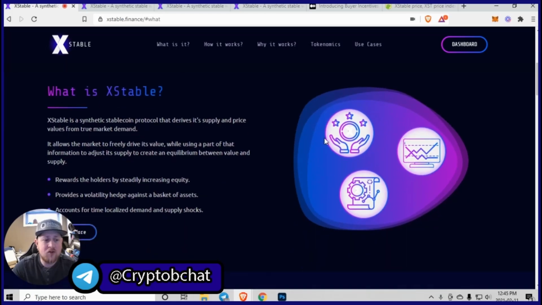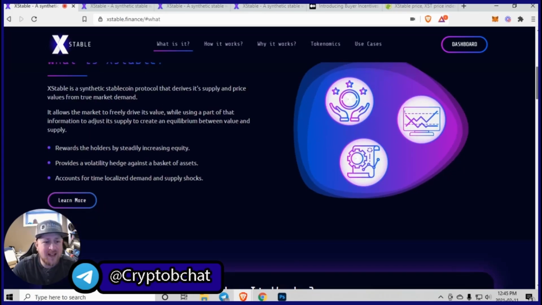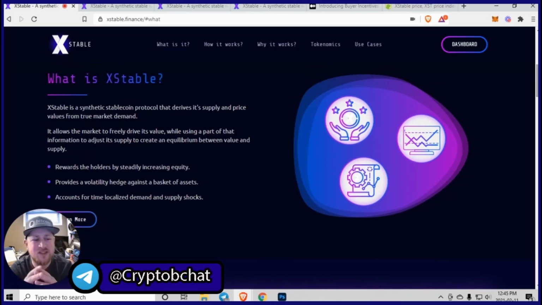So basically, when we look down here, what is XSTABLE? XSTABLE is a synthetic stablecoin protocol that derives its supply and price values from true market demand, guys. It allows the market to freely drive its value while using a part of that information to adjust its supply to create an equilibrium between value and supply. So this rewards the holders by steadily increasing equity. That means you hold it, your equity is going to increase steadily.